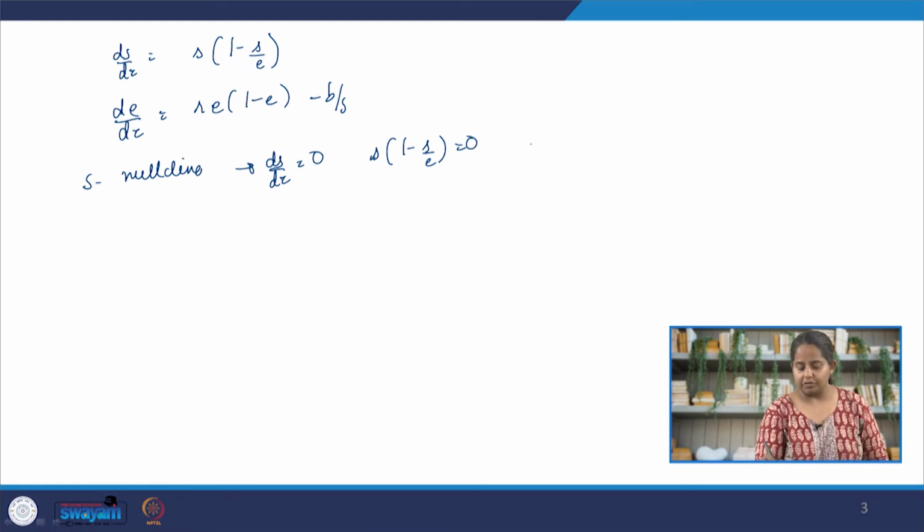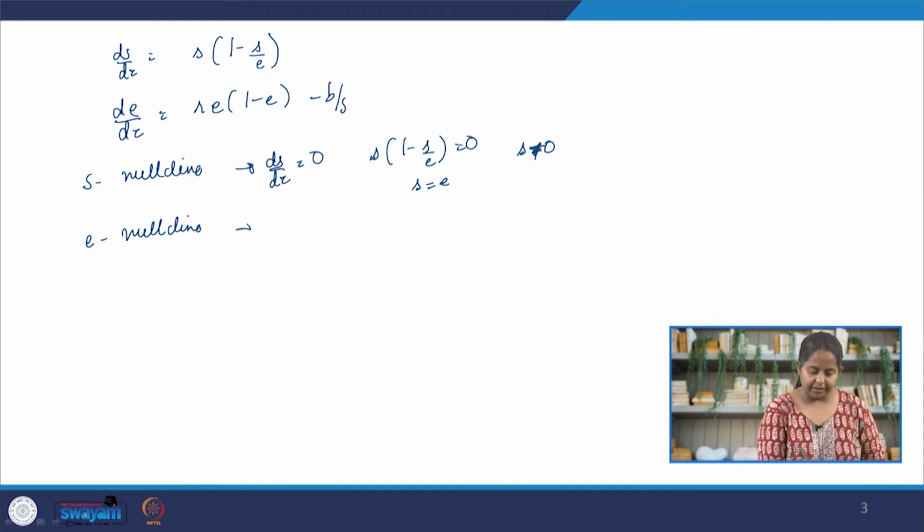So when S is not equal to 0, because if S is equal to 0, it means there are no spruce trees left. There's no food for budworm. So basically we reach a place of extinction. But here, when S is not equal to 0, then S is equal to E for this null line. Now let's look at the E null line.